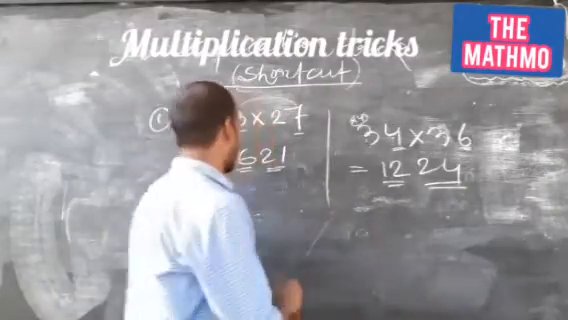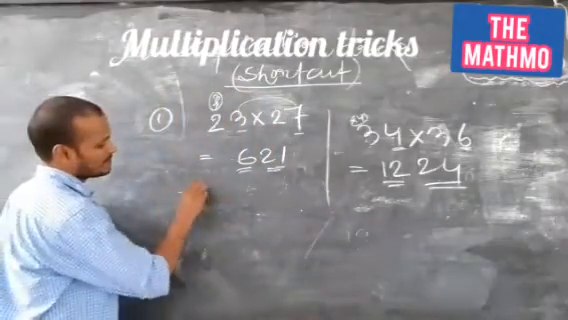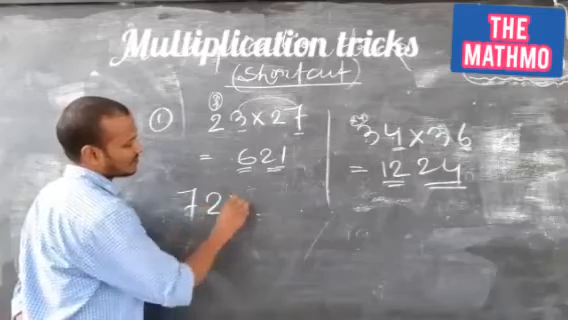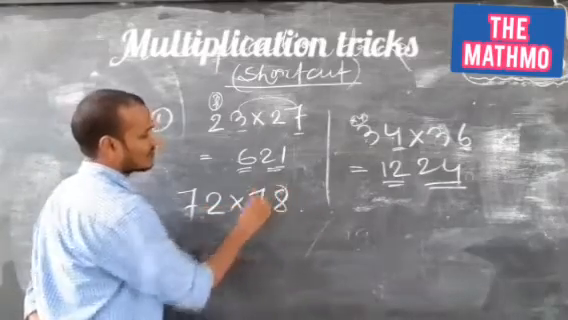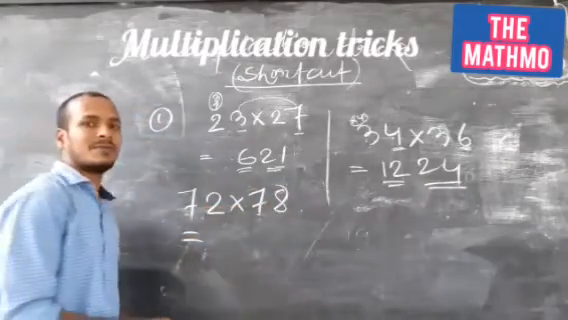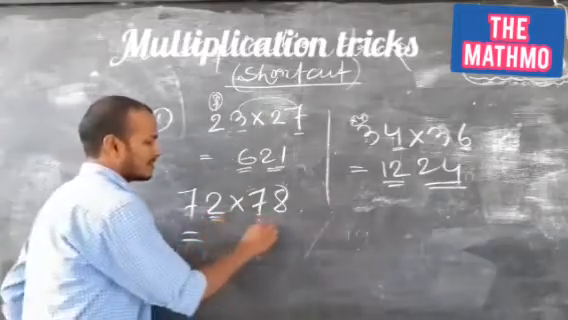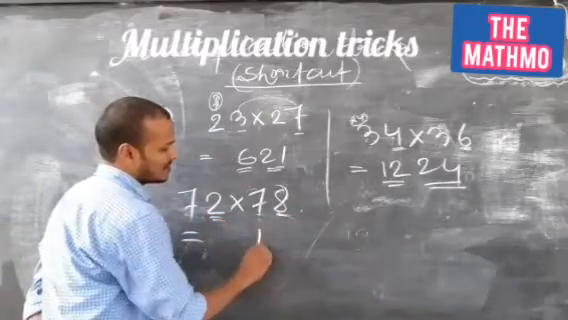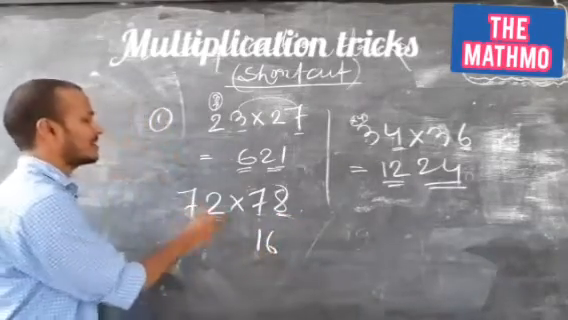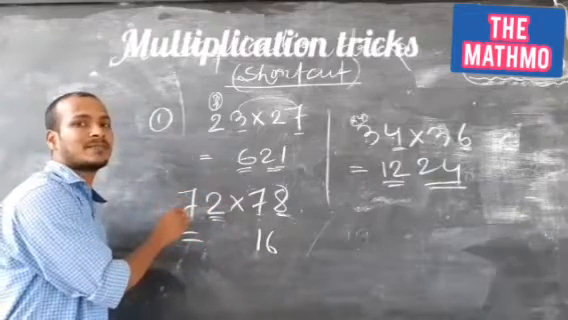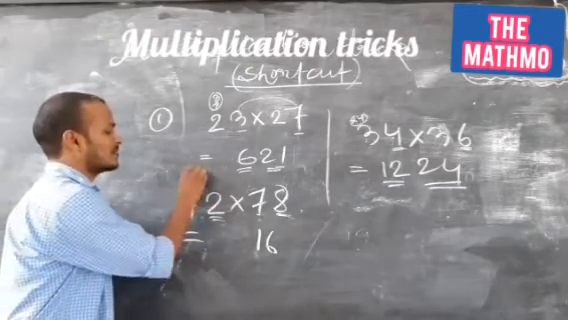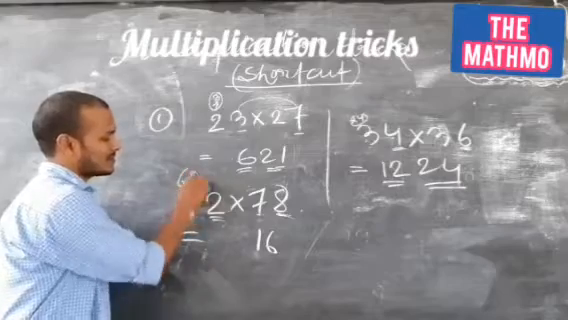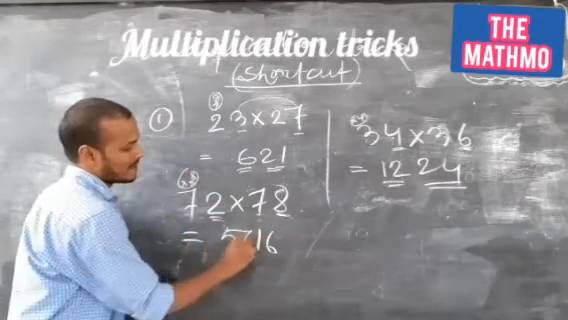Let us see one more example. So 72 and 78. You have to multiply 2 and 8. It is 16, and here it is 7. So what is the next digit of 7? It is 8. So you have to multiply 7 with 8. This 7 times 8 is 56.